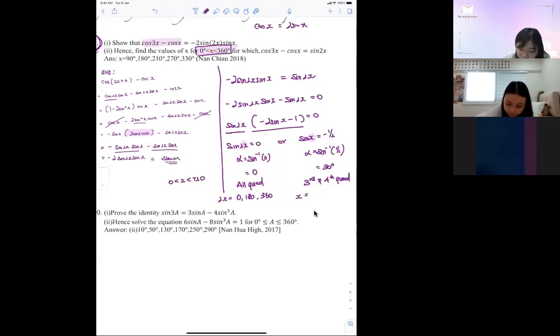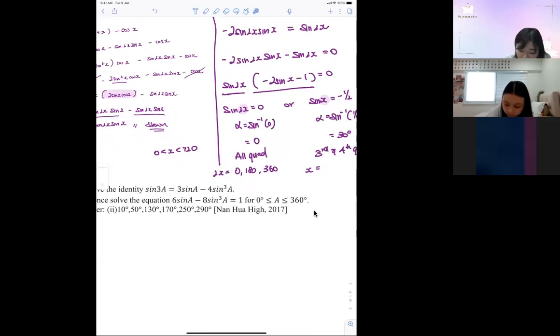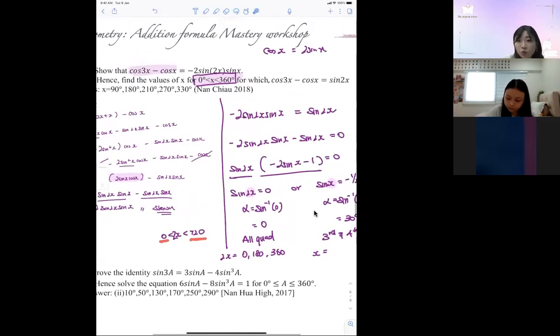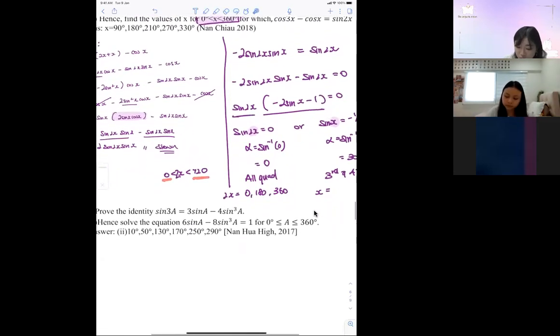Okay. Now, as you can see, your domain for 2x is between 0 to 720. Inclusive of 0? No, non-inclusive. So we must reject this value, right? But before you reject, cannot reject yet.